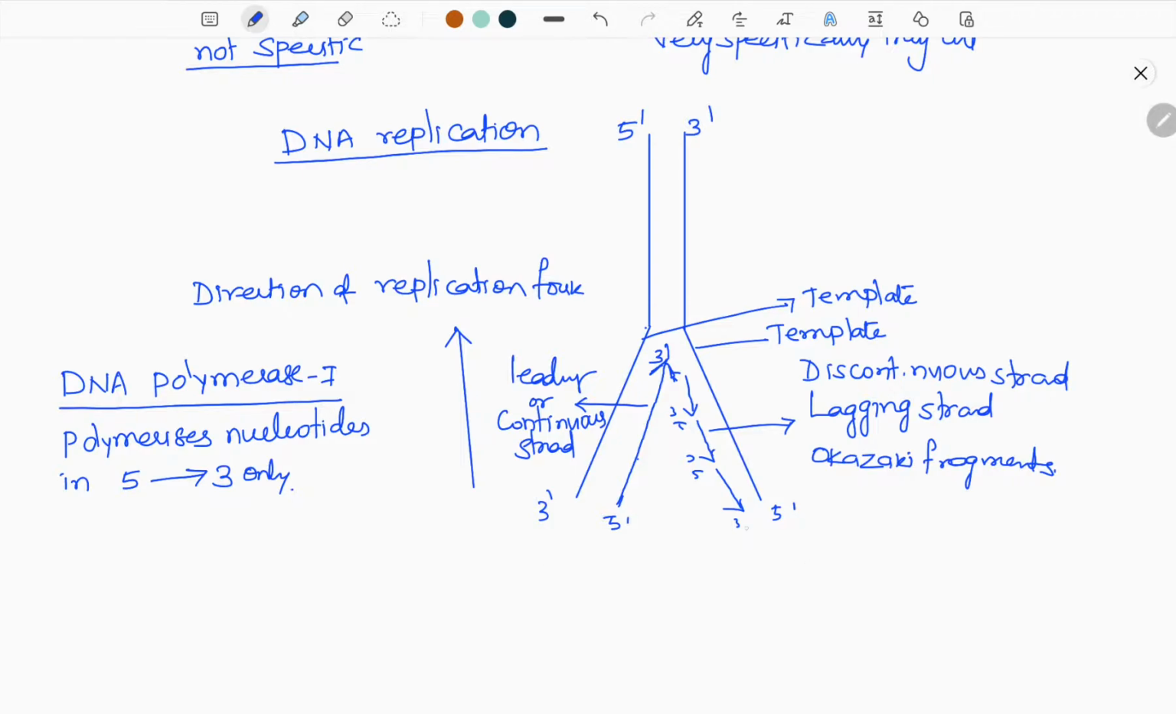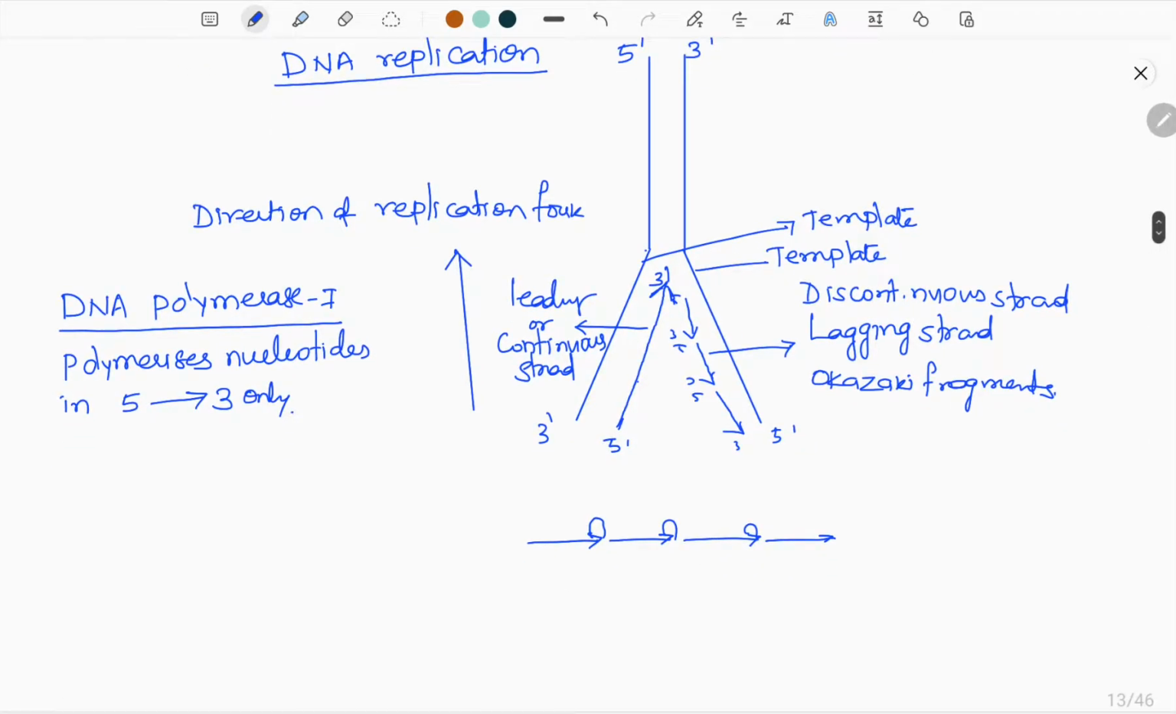Let us suppose these are the Okazaki fragments. These Okazaki fragments are united by the DNA ligase. After uniting the Okazaki fragments, a continuous strand will form here. So that is the main function of DNA ligase. Remember, DNA ligase is not involved in the leading strand. It's only involved in the lagging strand.